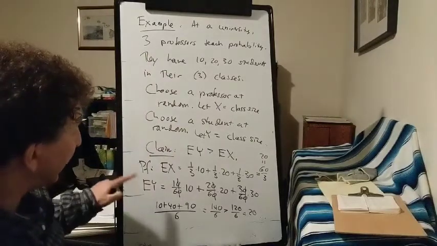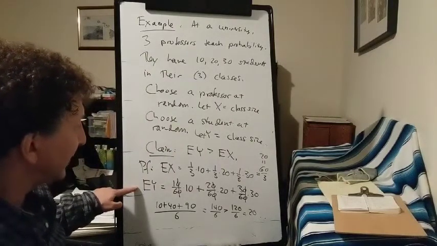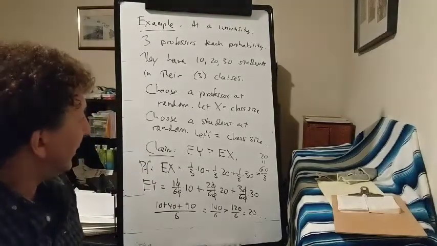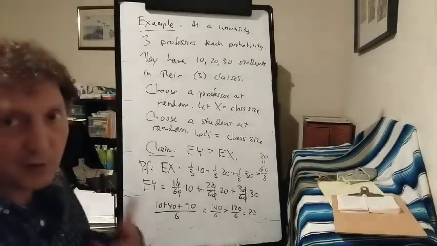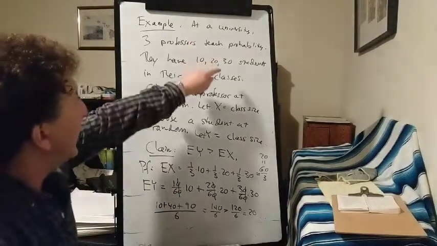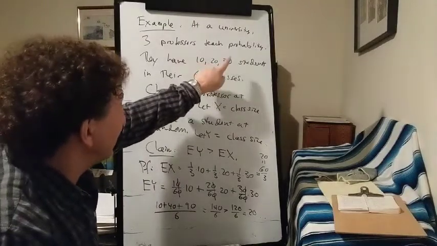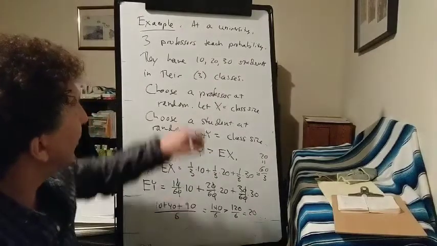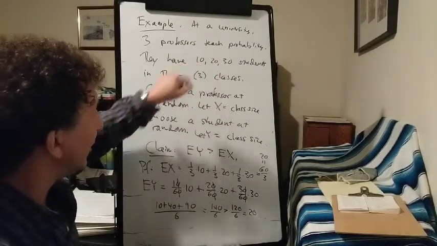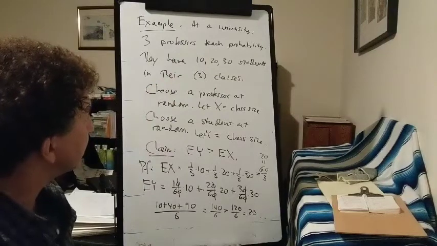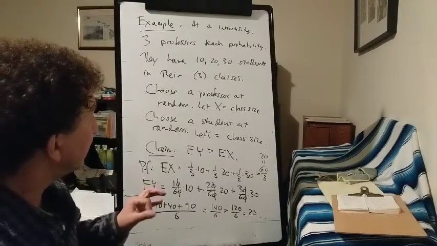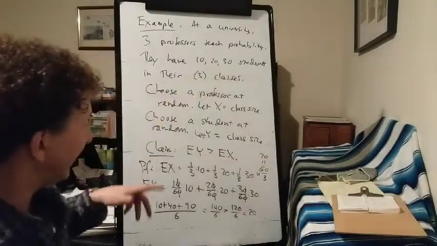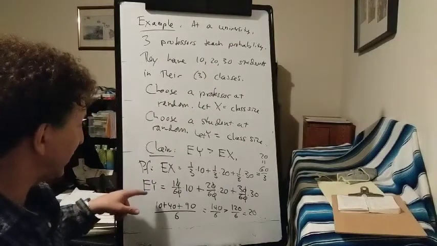So indeed, the expected class size of a student is greater than the expected class size of a professor. And the reason is, if we ask all the students what their class size is, we're going to be asking half of the students, 30 out of the 60, and they're going to give us the largest number. Whereas only 1/6 of the students are going to give us the smallest number, 10. So if we choose a student at random, we're going to hear the larger number more often, and that's going to cause the expected value to be greater.